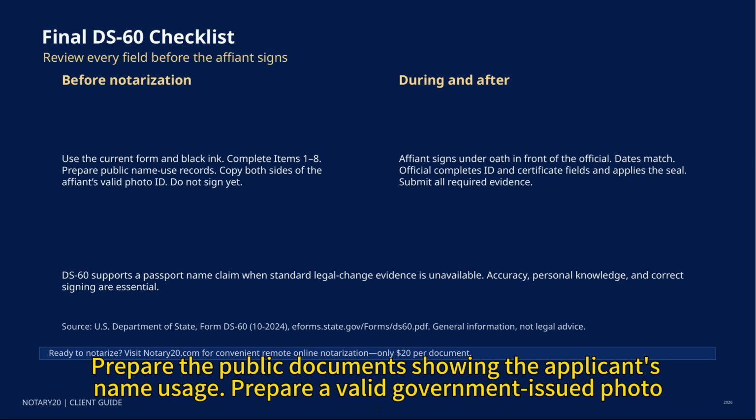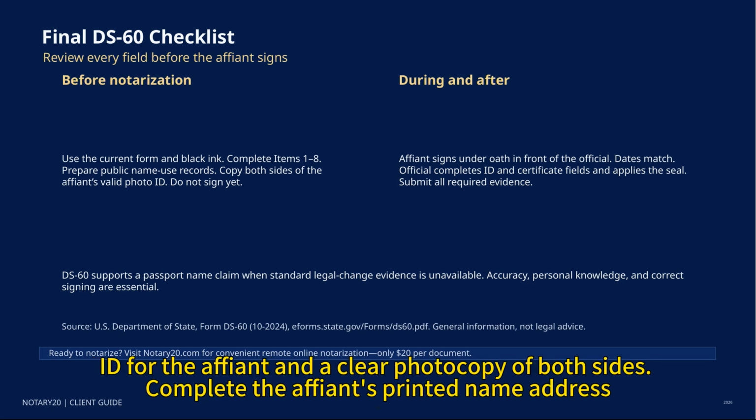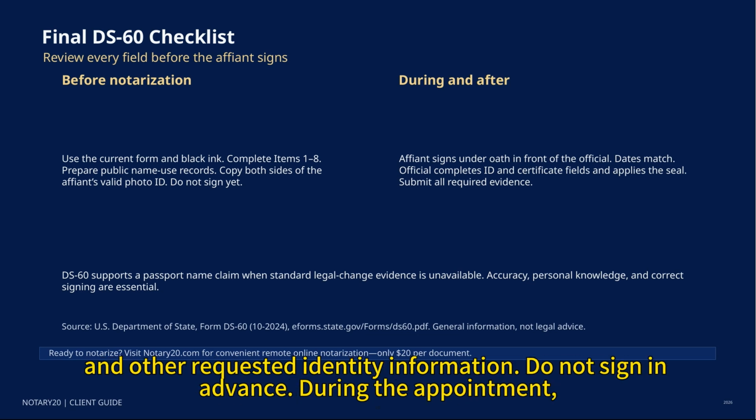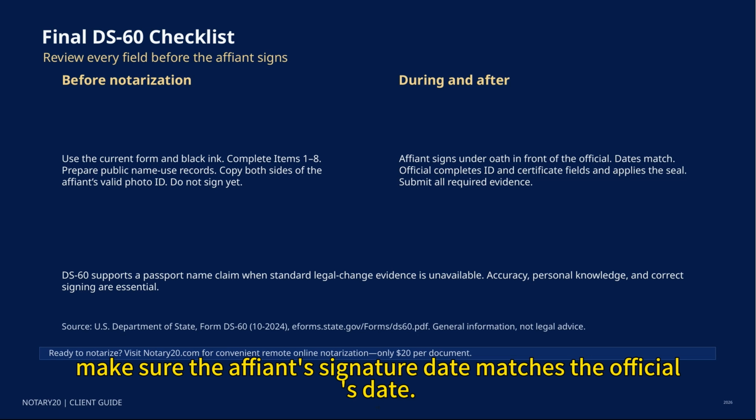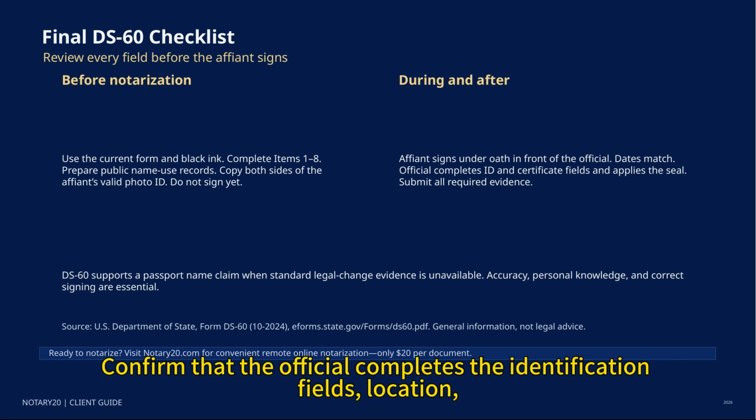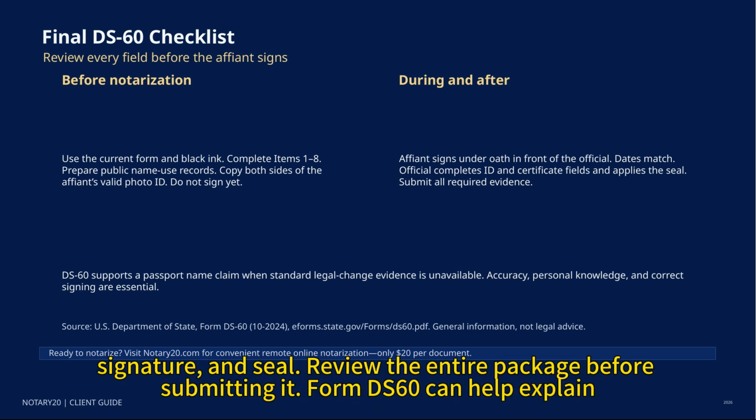Prepare the public documents showing the applicant's name usage. Prepare a valid government-issued photo ID for the affiant and a clear photocopy of both sides. Complete the affiant's printed name, address, and other requested identity information. Do not sign in advance. During the appointment, the affiant signs under oath in front of the passport agent, acceptance agent, or notary. Make sure the affiant's signature date matches the official's date. Confirm that the official completes the identification fields, location, signature, and seal. Review the entire package before submitting it.